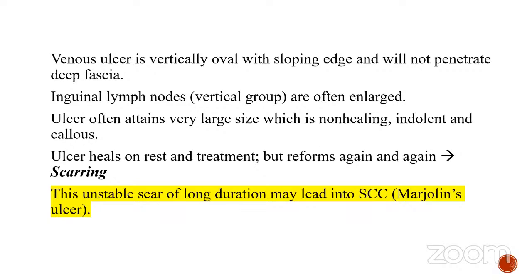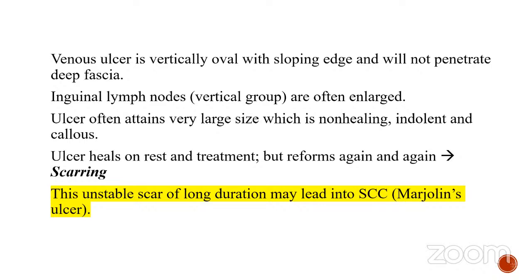Venous ulcer is vertically oval with a sloping edge and will not penetrate deep fascia, because venous ulcer has a tendency to heal soon. So penetration is not a common feature of venous ulcer. Inguinal lymph nodes are often enlarged. Ulcer often attains very large size, which is non-healing, indolent, and callous.